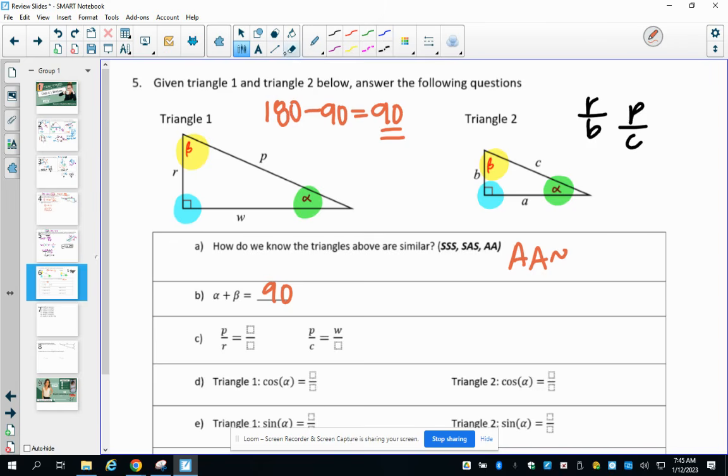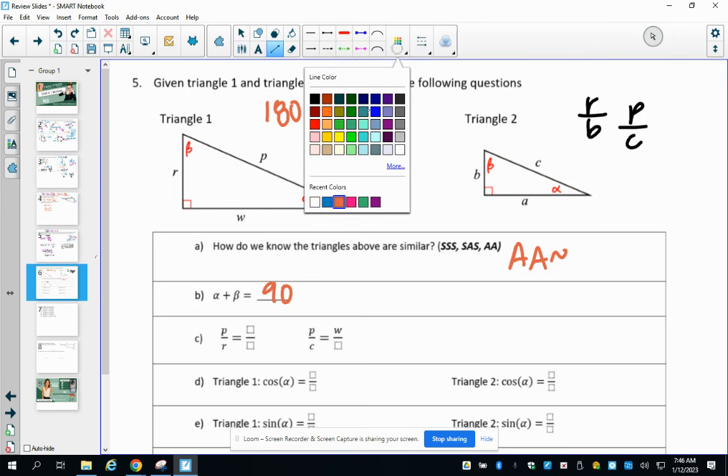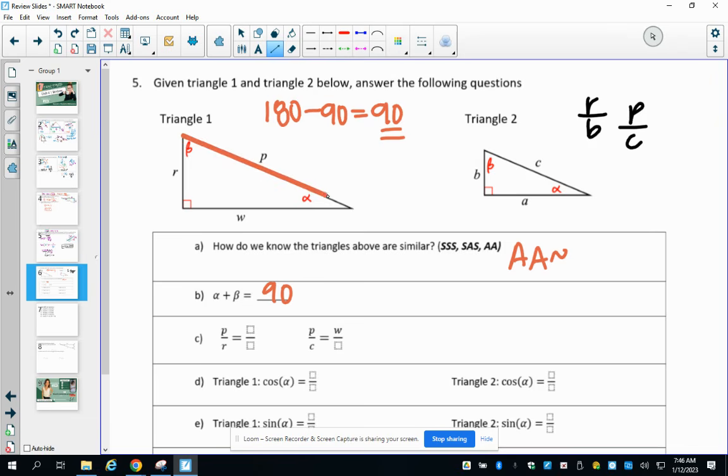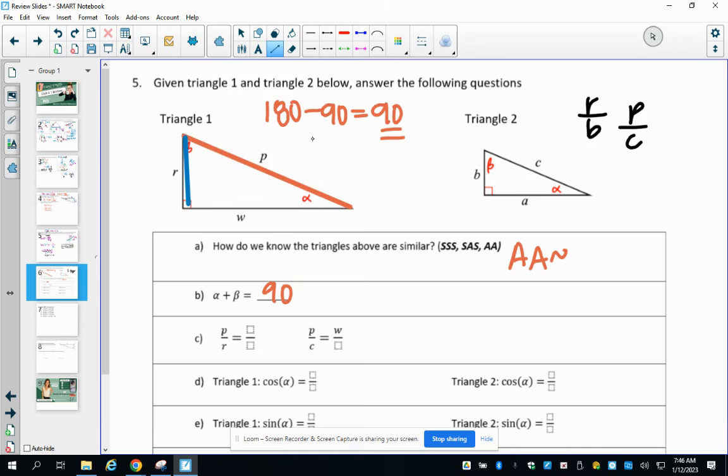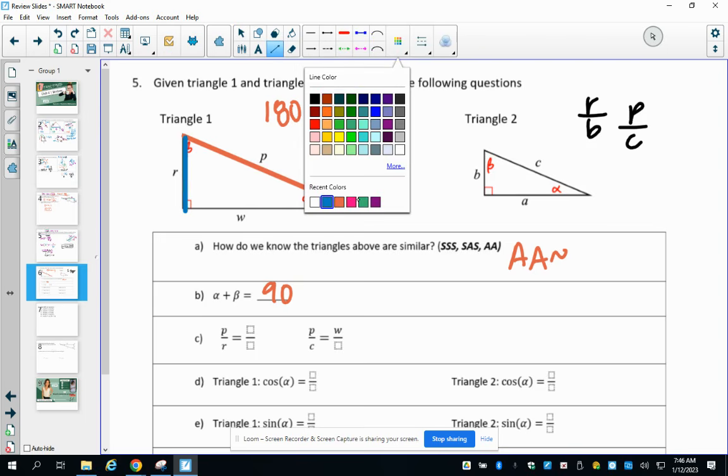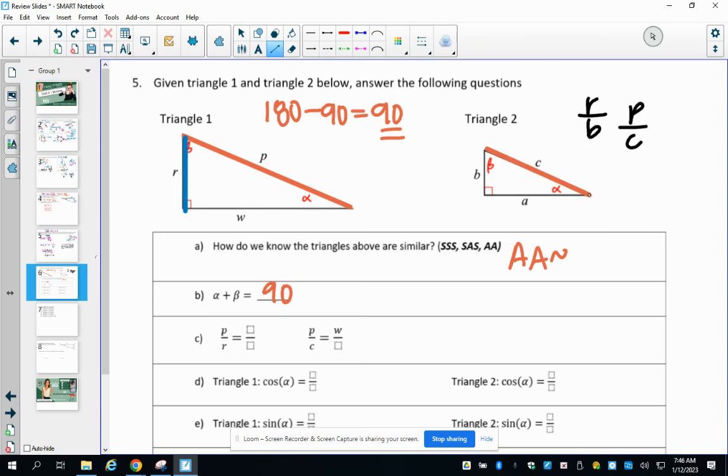And then we know that these triangles are similar, so let's set up some proportions here. So this says P over R. I'm going to get rid of the highlights on these angles, and let me highlight these sides. So we've got P over R. Now we want to do a similar thing over here. So what side goes with P? The side that goes with P is C. And then the side that goes with R is B. So kind of highlighting those similar sides.